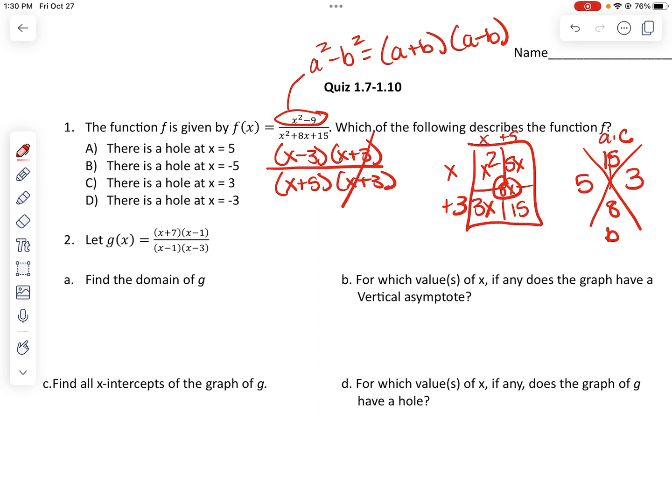All right, so there's a hole. That term reduces out. So where does x plus 3 equal 0? It's at x equals negative 3. So our hole is at negative 3.